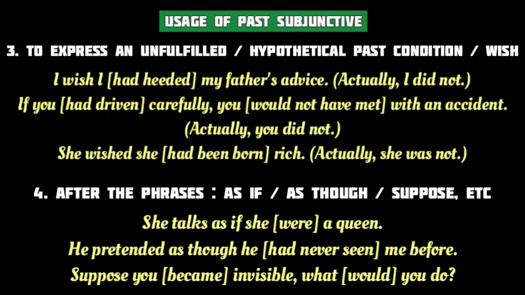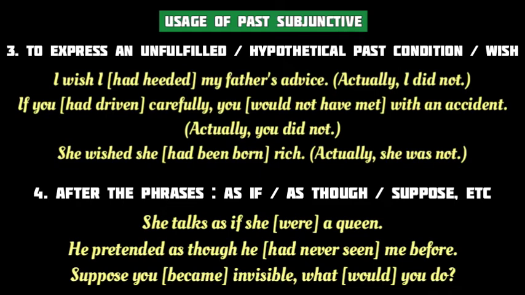In addition, the past subjunctive is also used to express an unfulfilled or imaginary past wish. For example, I wish I had heeded my father's advice. In this sentence, the verb had heeded in the past perfect tense is in the past subjunctive mood. It expresses the speaker's wish for an action that was not done in the past.